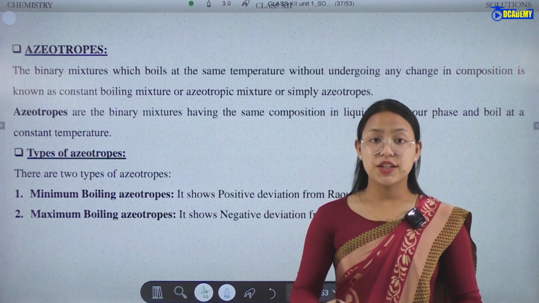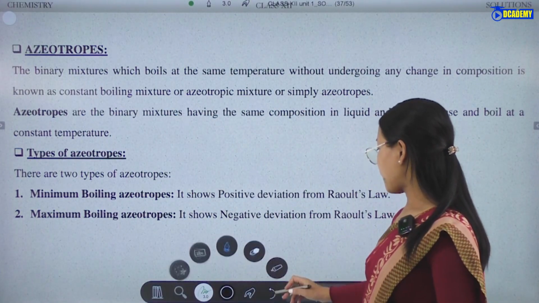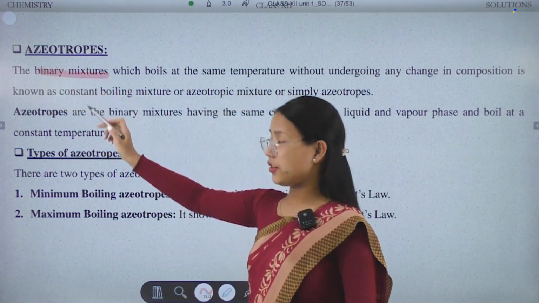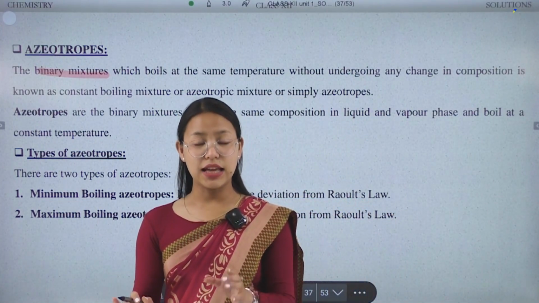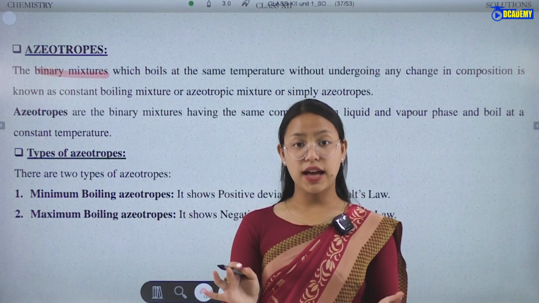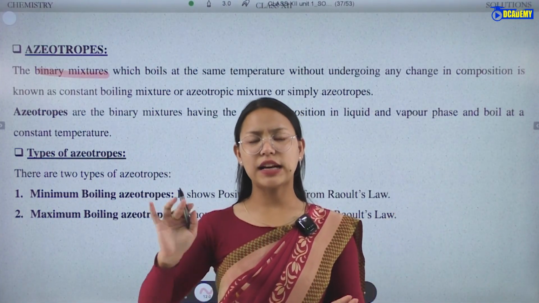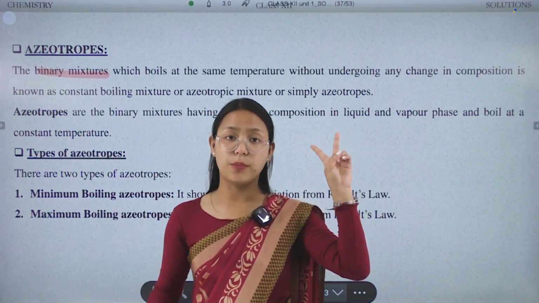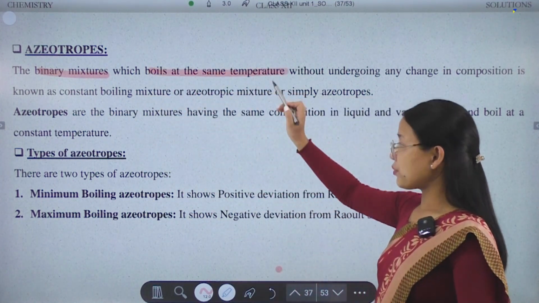So azeotropes, let us see what they are. First of all, an azeotrope is a binary mixture. Whenever we discuss a solution, it is a homogeneous mixture, whether it may be primary, binary or ternary. Here in azeotropes, it is a binary mixture, so it will consist of two components. The binary components boil at the same temperature.